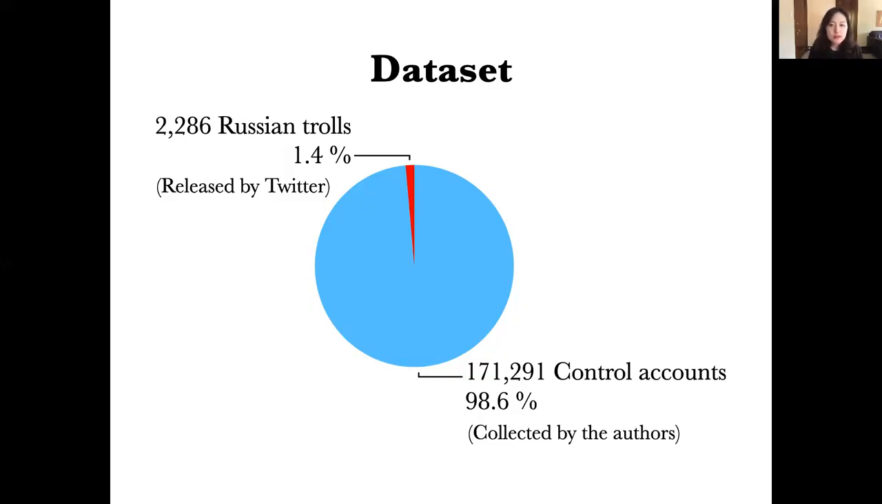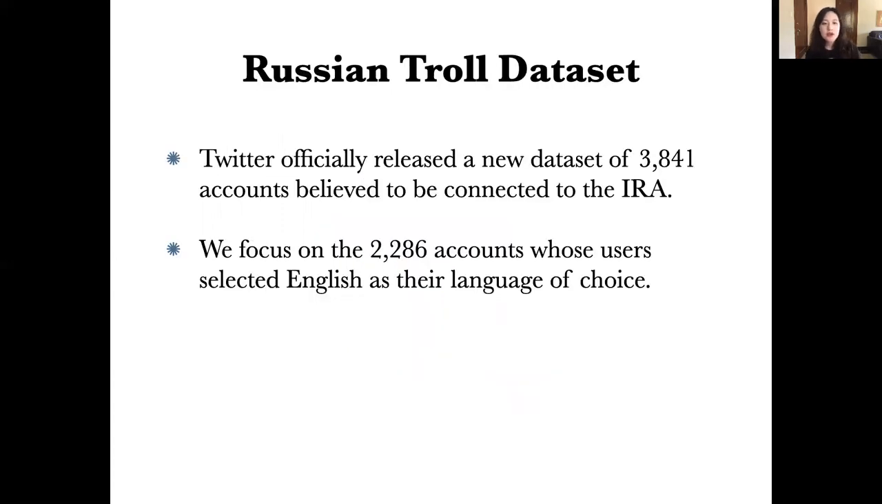I'm going to talk a little bit about how we got the data set. In terms of the Russian troll data set, Twitter officially released a new data set of about 3,800 accounts that they believe to be connected to the IRA. Among those, we focused on about 2,200 accounts whose users selected English as their language of choice. The reason we did this is that our task specifically was to differentiate accounts that were trying to imitate American users. That's why we selected the accounts that only chose English as their language of choice.